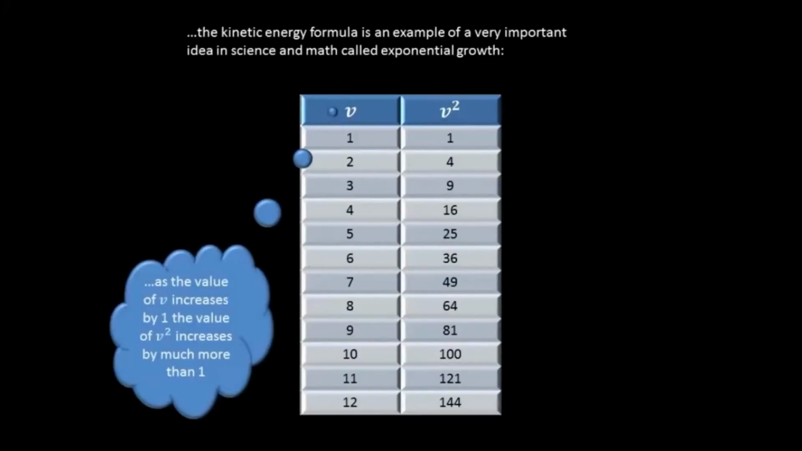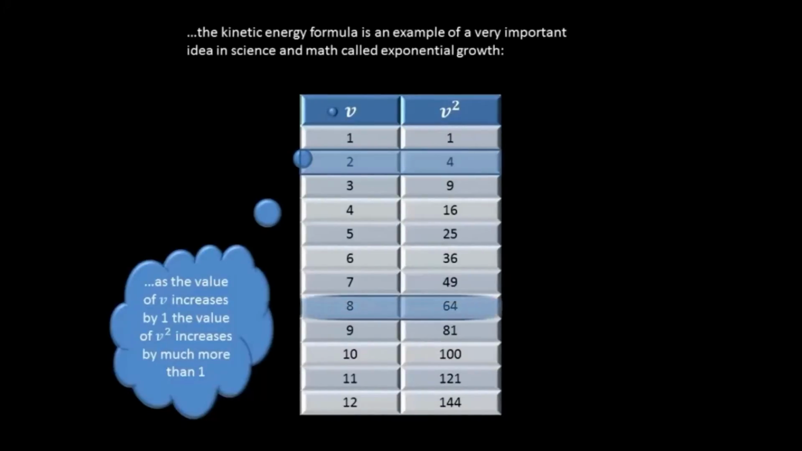If we look at this table, we see as the value of v, the velocity, increases by 1, the value of v squared increases by much more than 1. If you remember in our first car example, the first car traveled at a velocity of 2 meters per second. That meant that the factor in the kinetic energy calculation for v squared would be 4.